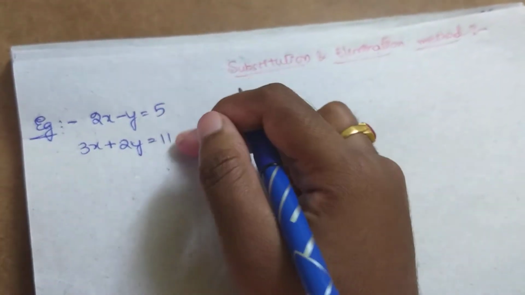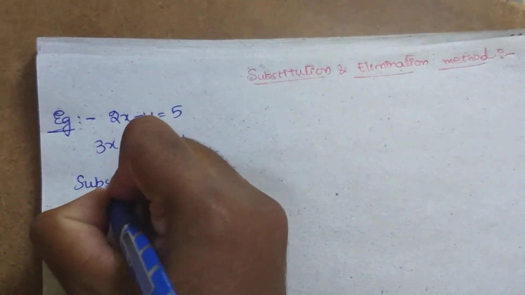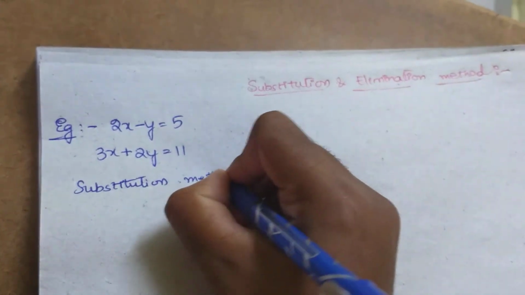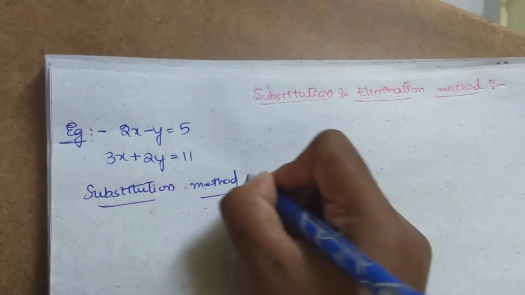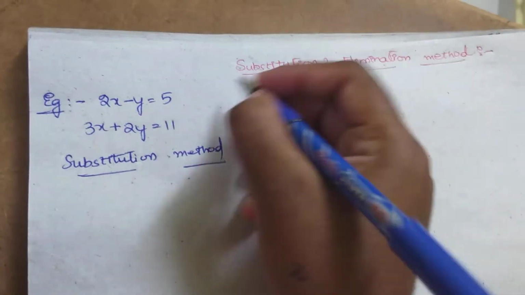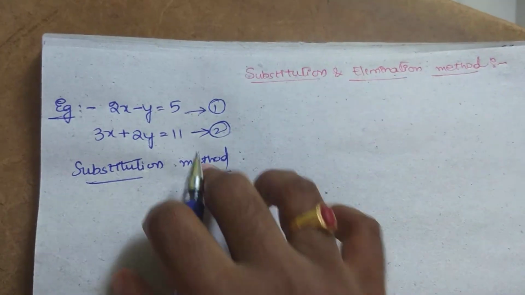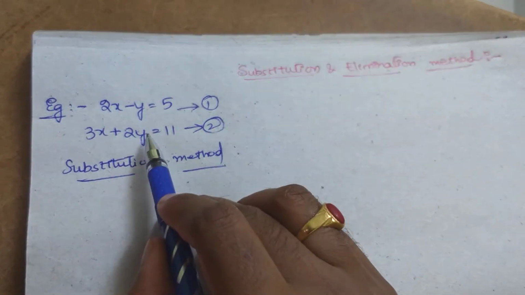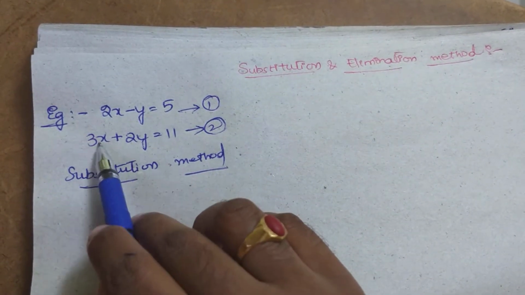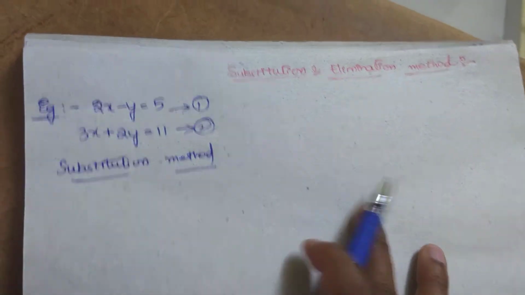Let us solve these two linear equations first using the substitution method. So this is the substitution method. Substitution method means, let us consider this as equation 1 and this as equation 2. You have to convert either the x value or the y value, either x in terms of y or y in terms of x, with the help of one equation. So let me explain.